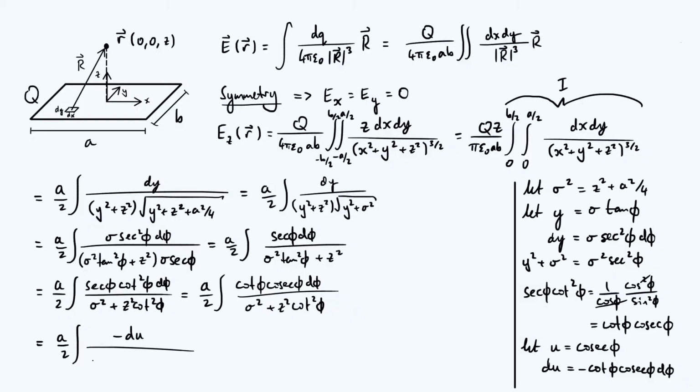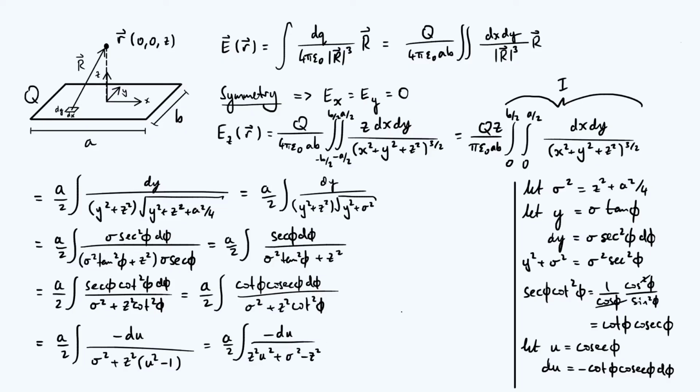How about the denominator? Well, we've still got our sigma squared there. We've still got our plus z squared. We can use the identity that 1 plus cot squared is cosec squared, and therefore cot squared is cosec squared minus 1, which here means u squared minus 1, right? So this cot squared of phi is just u squared minus 1. If we expand those brackets, we just get a over 2 integral of minus du over z squared u squared plus sigma squared minus z squared.